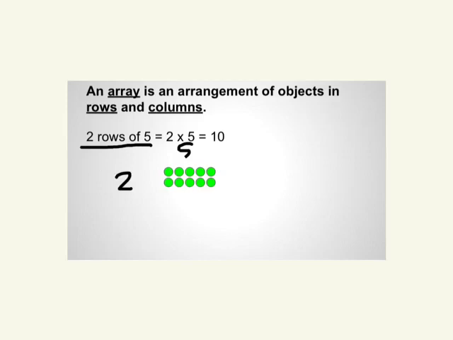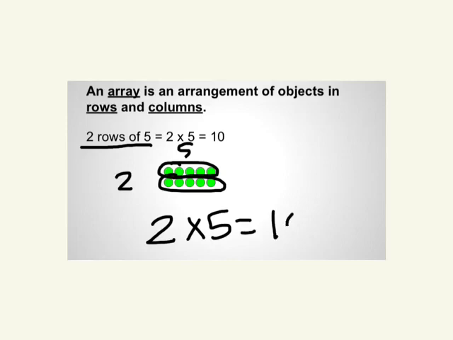And if we count these, we would say 5, 10. 2 rows of 5 equals 10. It's like saying 2 groups of 5 equals 10.